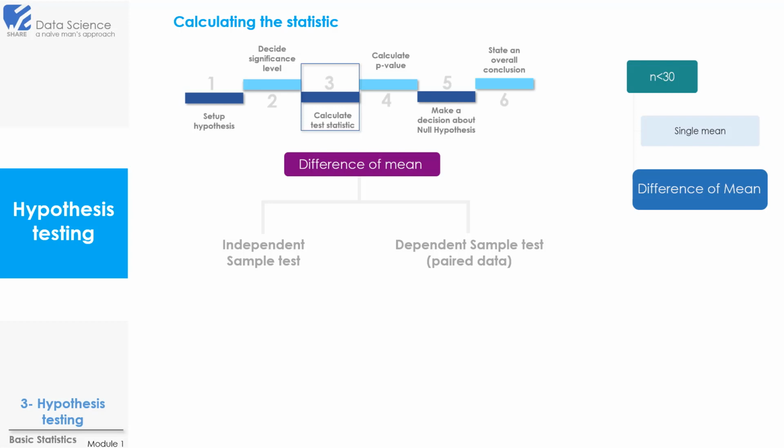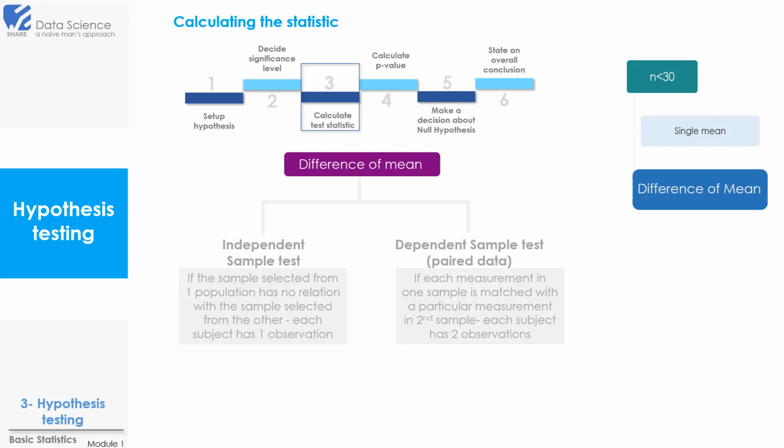Now dependent samples are also called paired data. So let's see what are independent and dependent samples. Independent samples are samples selected from one population that has no relation with the sample selected from the other. Or you can say that each subject has one observation. And then in the dependent sample, each measurement in one sample is matched or paired with a particular measurement in the second sample. Or we can say that each subject has two observations. So this is the basic definition of independent and dependent samples.